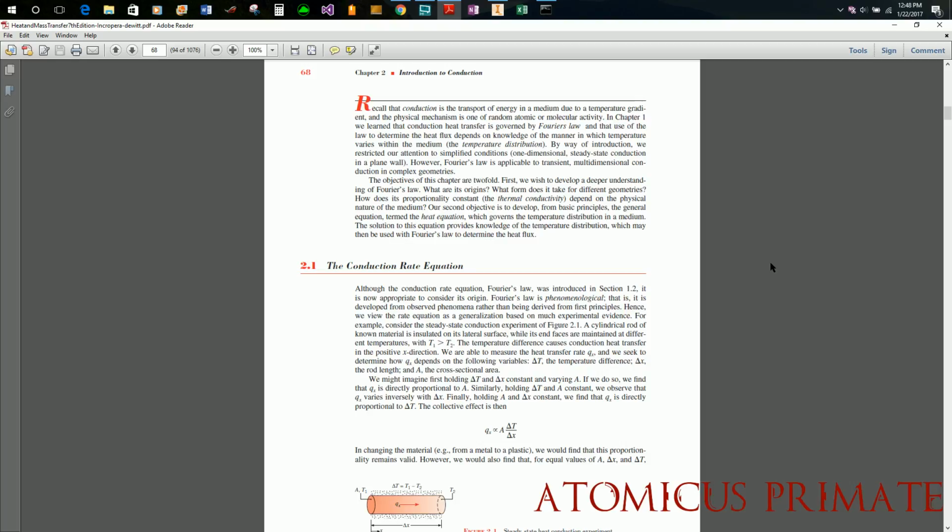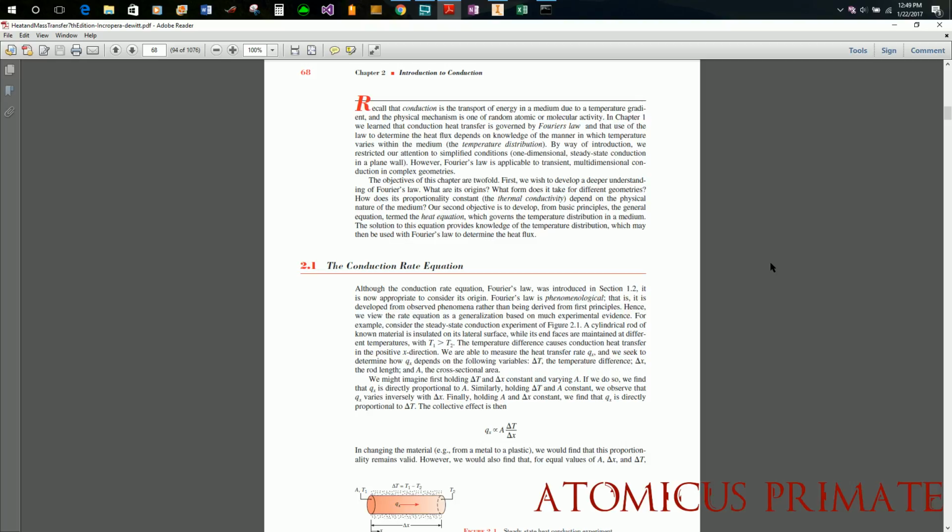For example, consider the steady-state conduction experiment of Figure 2.1. A cylindrical rod of known material is insulated on its lateral surface, while its end faces are maintained at different temperatures, with T1 greater than T2. The temperature difference causes conduction heat transfer in the positive x direction. We are able to measure the heat transfer rate, Q sub x, and we seek to determine how Q sub x depends on the following variables: delta T, the temperature difference, delta x, the rod length, and A, the cross-sectional area.